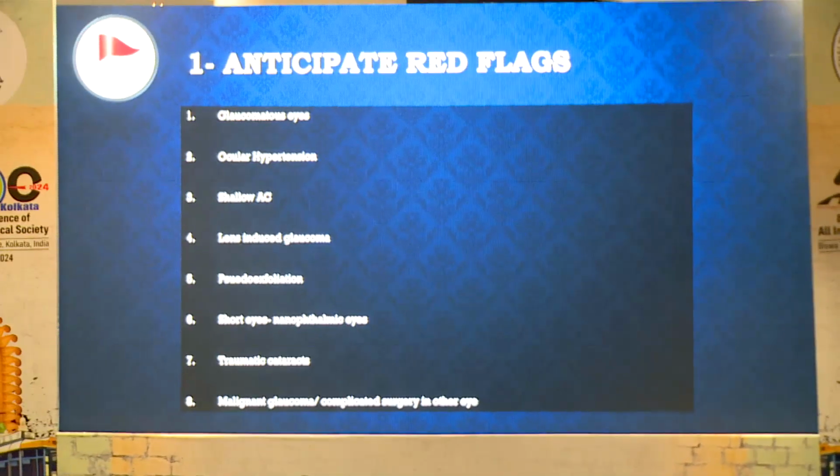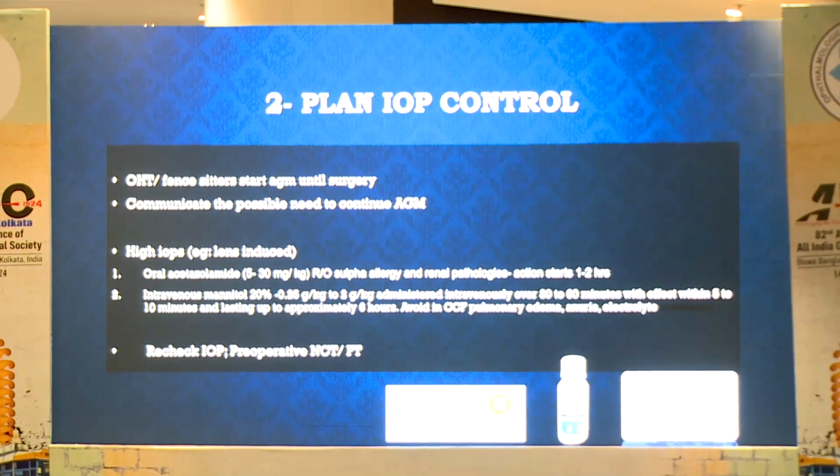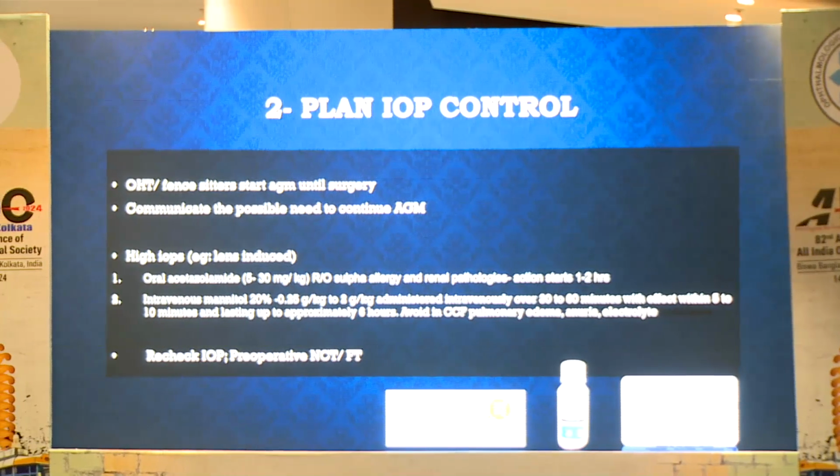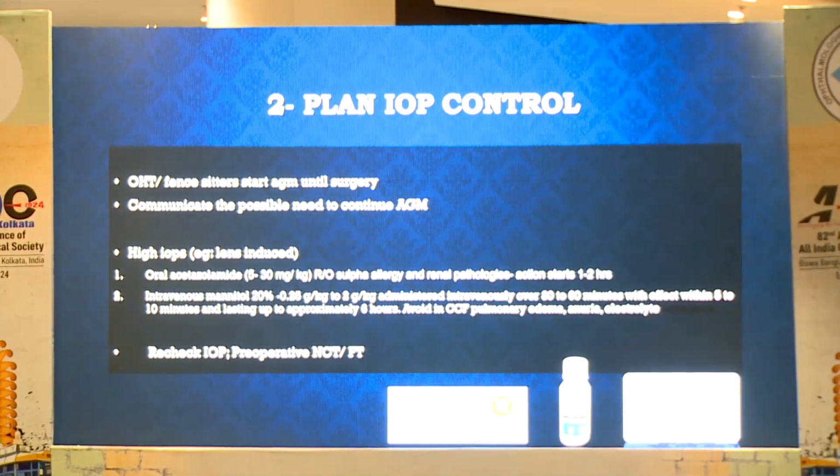So my top 5 cents for controlling IOP spike before phacoemulsification, first would be to anticipate red flags. Keep your antennas on when you see glaucomatous eyes, high intraocular pressures, shallow ACs, lens-induced glaucoma, pseudo-exfoliation, short eyes, traumatic cataracts, and when there has been a complicated surgery in the other eye. Always plan to keep the IOP at an optimal level before you proceed with the surgery.